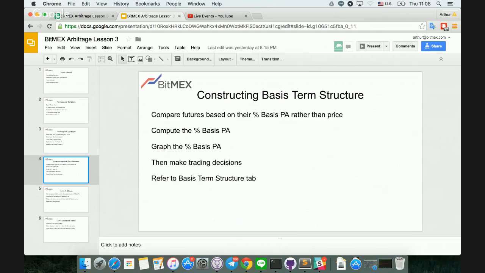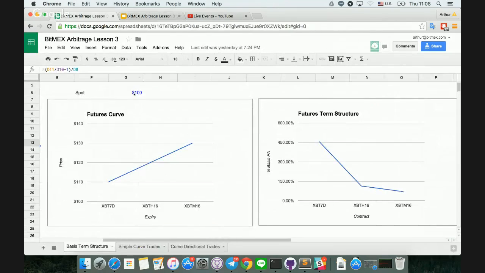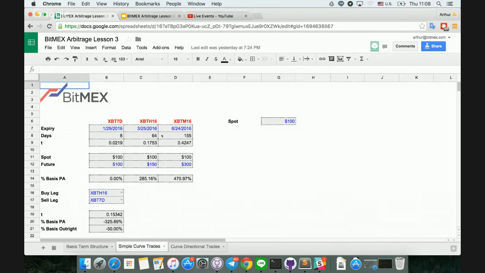So once we've computed our basic term structure, it's time to get into our first type of trade, which is a curve roll down trade. So back to the spreadsheet. And what we have here is another terminal prices for our weekly March and June futures contract. Spot is at 100, and I've just inputted some futures prices.